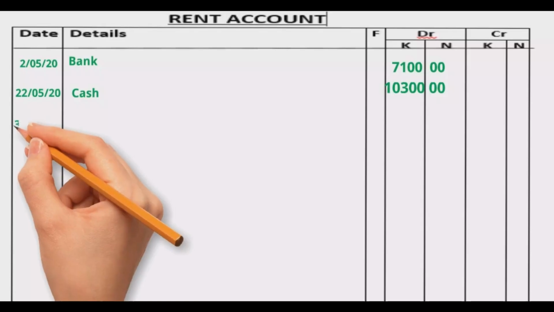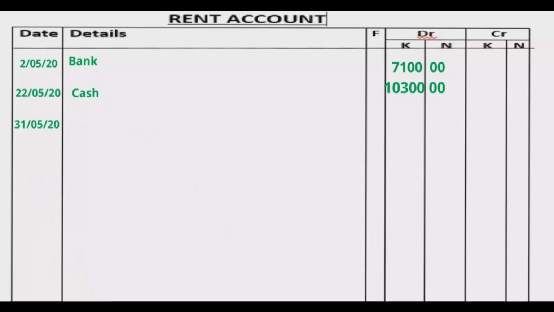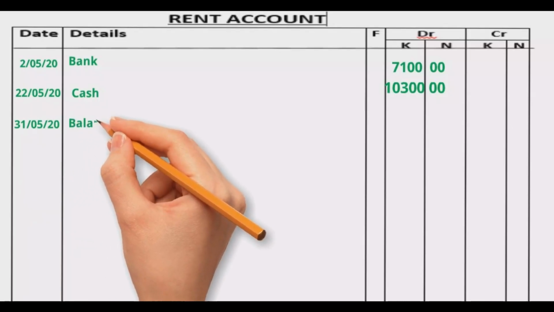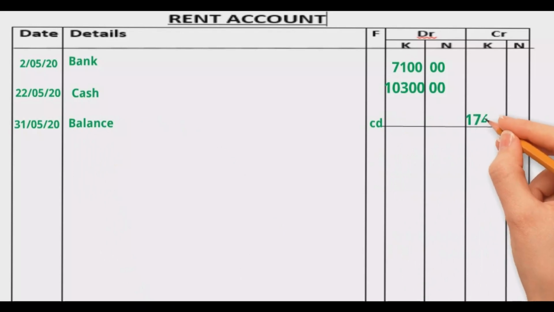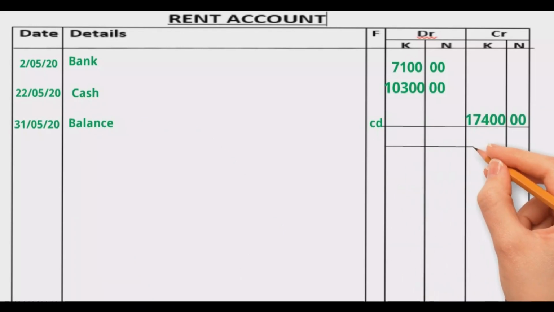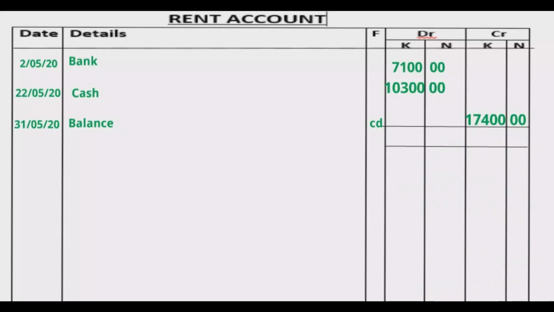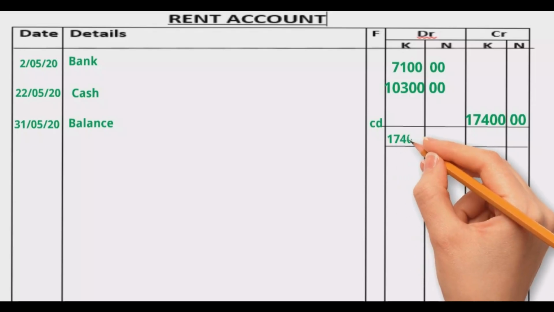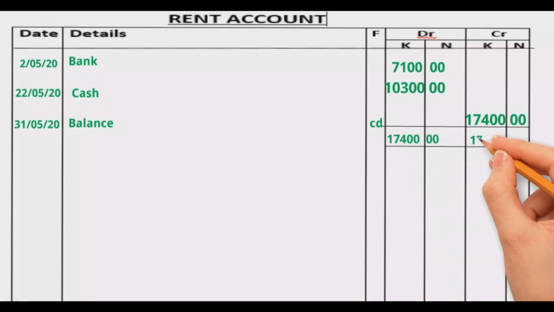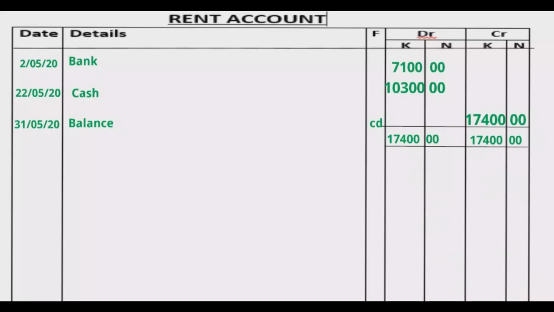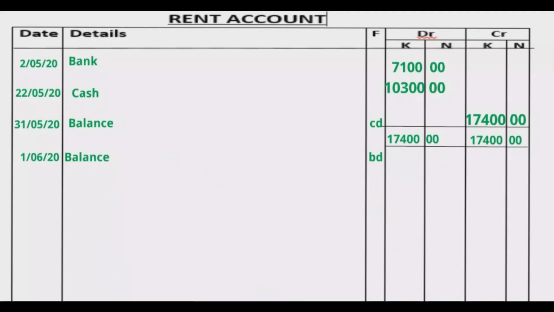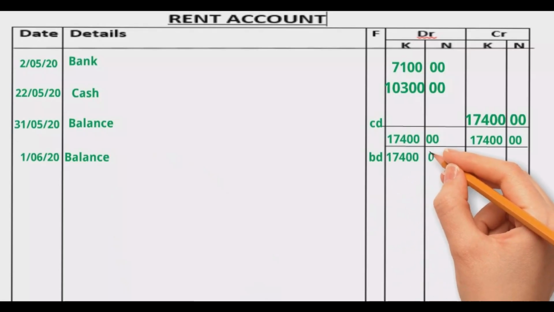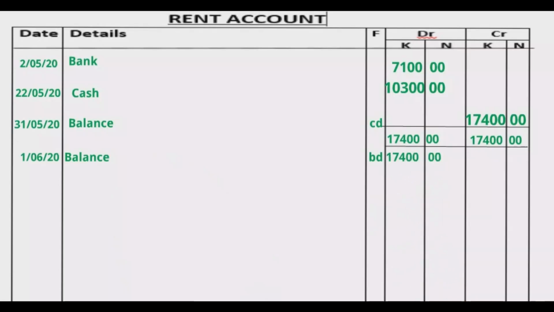Then at the end of the month, that is 31 May 2020, balance carried down. There we have, now we find the total of that, which is 17,400. Okay, so that is the total, 17,400. So we write also 17,400 here on the debit section and on the credit section. And then on 1st June we write balance brought down, that is 400, and that is the end of the rent account.